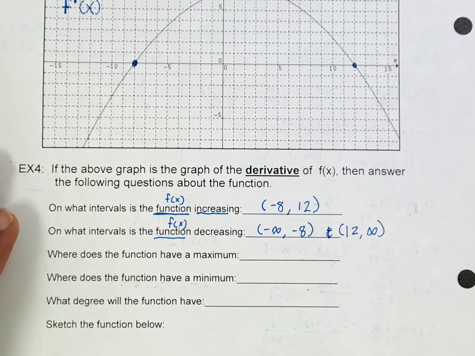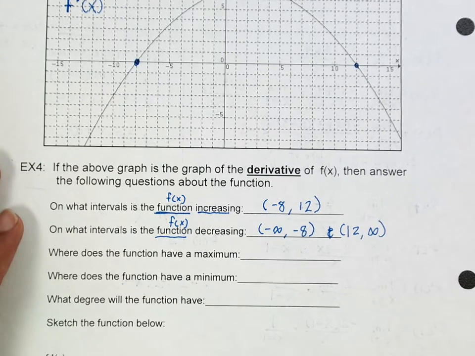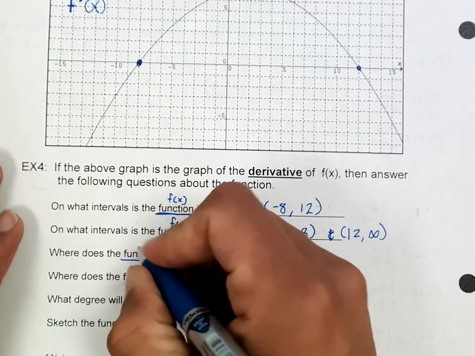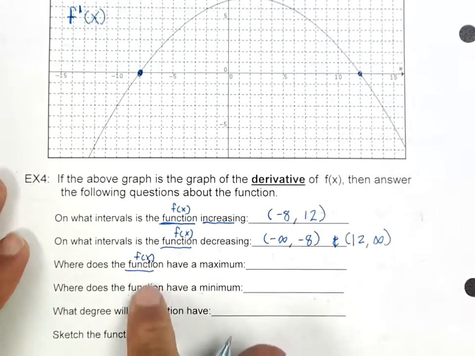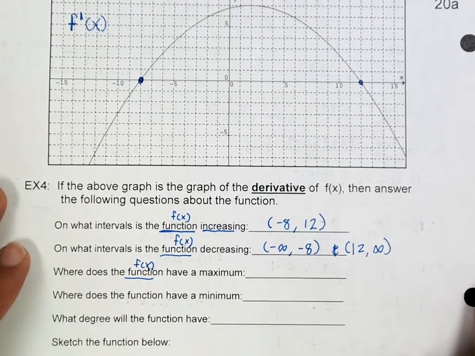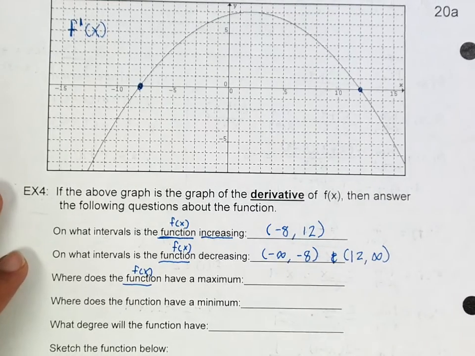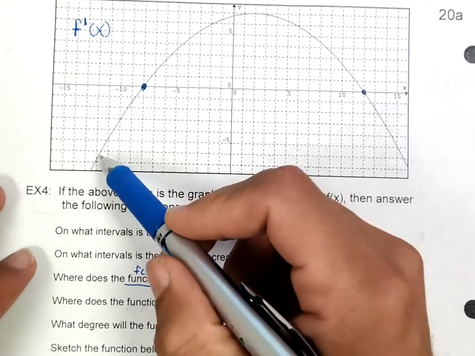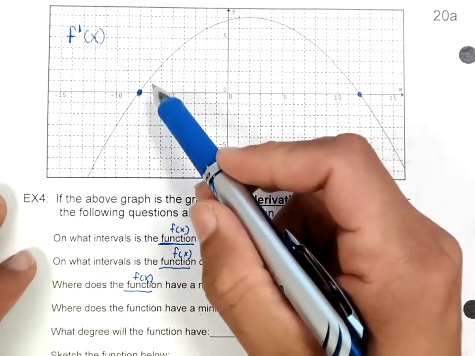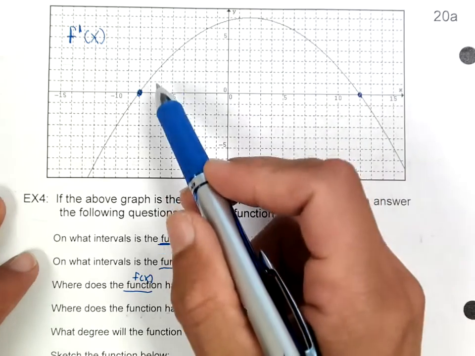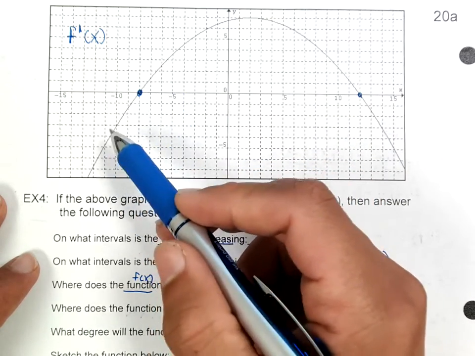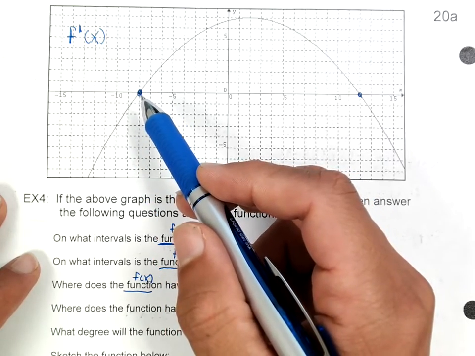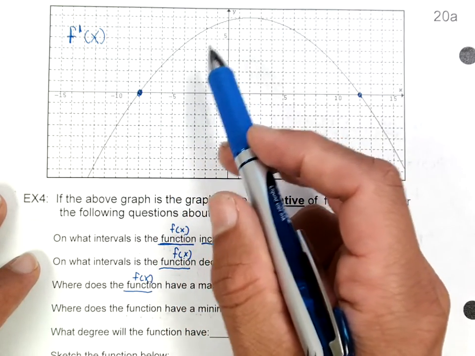Okay. So now the question becomes, where does the function have a maximum? And remember, we are not talking about the function up here. This is the derivative. Now they're asking us, where does f of x have a maximum? All right, so you have to think about it like this. All of these right here represent a negative slope, and all of this up here represents a positive slope. So if you're decreasing here, that would be a decreasing function, and then you have 0, and then you have positive, or increasing.